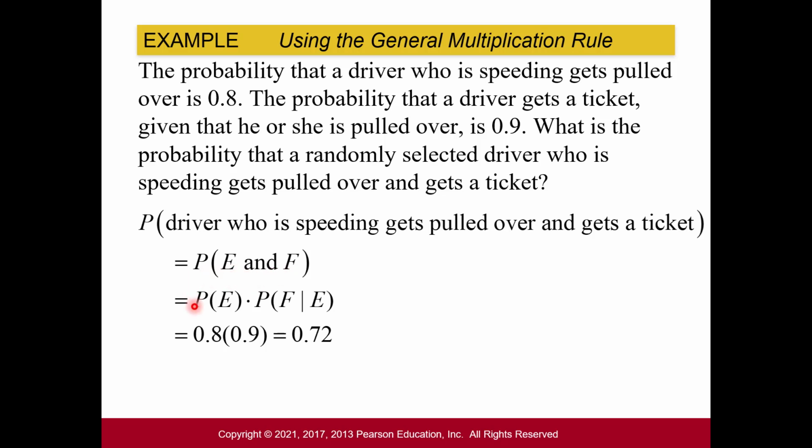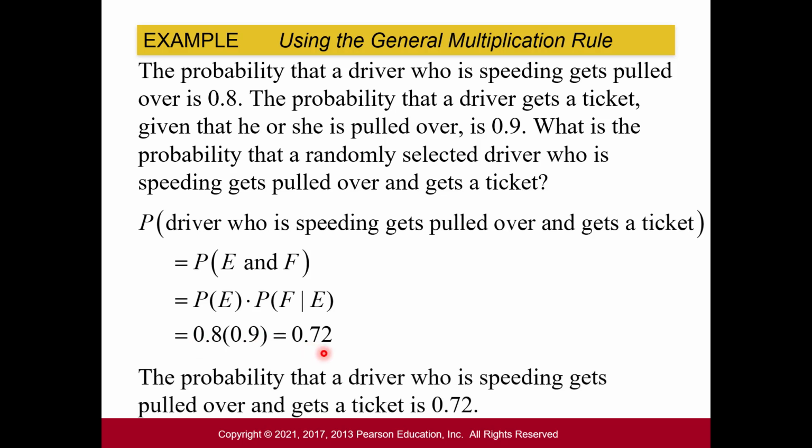Using our general multiplication rule, we want the probability of the first event, a driver who's speeding getting pulled over, times the probability that the driver gets a ticket given that they were pulled over, which is about 90%. So we get about 72%. And so the probability that a driver who is speeding gets pulled over and gets a ticket is 72%.